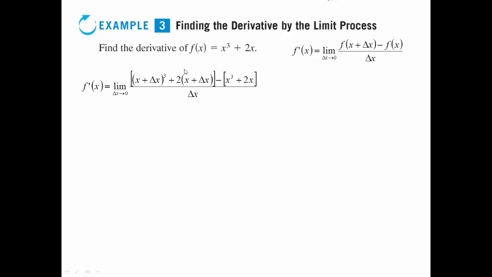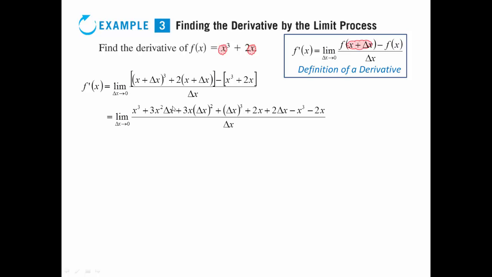This is the first function with the x plus delta x put in for both of those x's, and then this f of x is just putting the x here, and that's exactly the same. Okay, we're going to FOIL this out, or distribute this out. X plus delta x times x plus delta x times x plus delta x. And we're going to get this whole thing here. That's that thing right there.